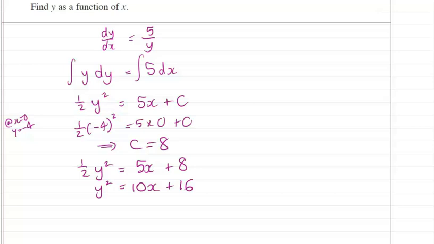Now I need to take the square root, and I need to be thoughtful about whether I'm going to take the positive or negative square root. The fact that at x equals 0, y equals minus 4 tells me I need to take the negative square root. So y equals negative root 10x plus 16, and that's my answer.